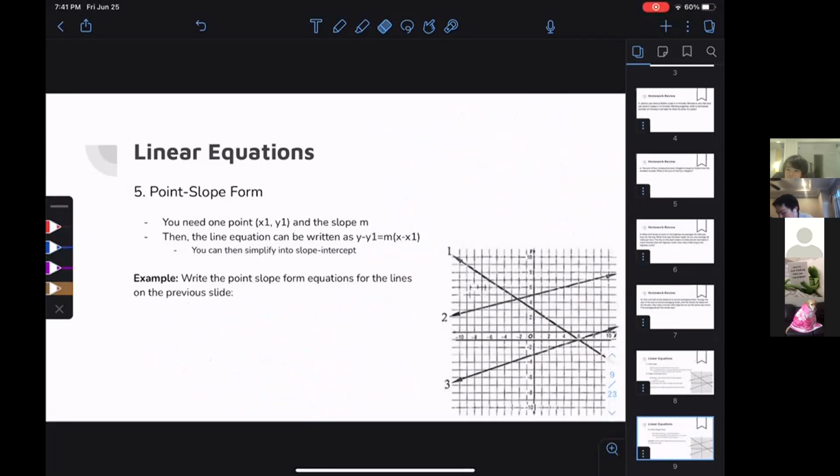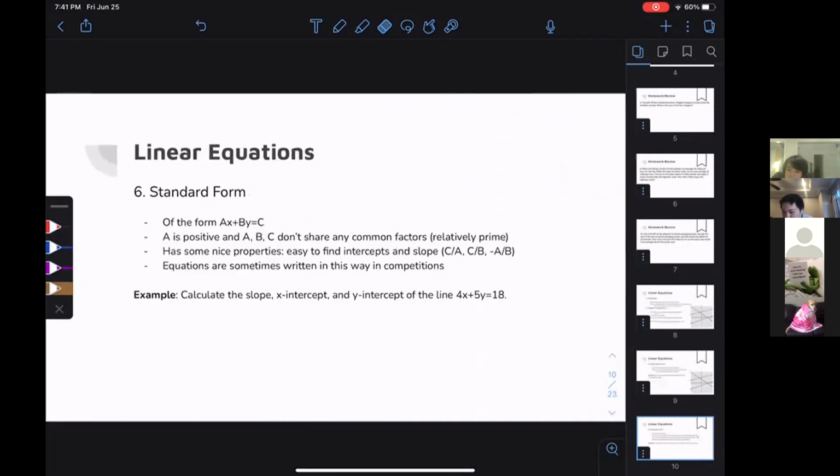All right. Next thing I have is the standard form of the line. It's of the form ax plus by equals c. I really don't like this form because for point slope form and slope intercept form, it's easy to tell information about the line, but for standard form, it's not immediately apparent. But anyways, for this form, a is positive, and a, b, and c can't share any common factors.